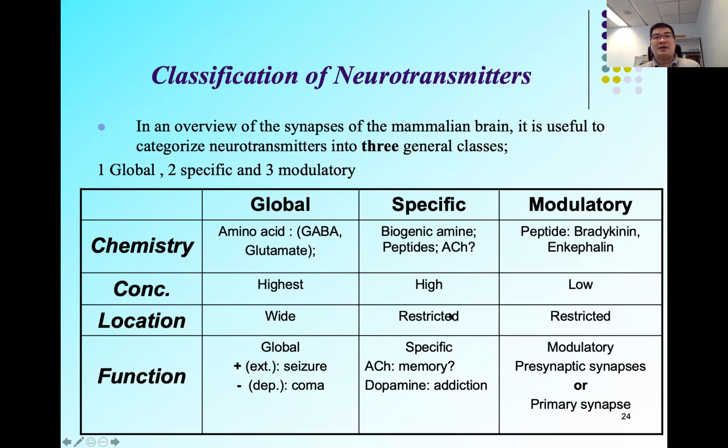Biogenic amines are also high, but they are in restricted locations. They are more specific. As I mentioned, acetylcholine has been implicated in memory as well. And dopamine, one of your classmates mentioned, is also involved in addictions. When we do the group projects, you'll know more. Modulatory peptide. One of your students asked, what is the effect of acetylcholine in the central nervous system? Actually, in the central nervous system, the effect is less clear.